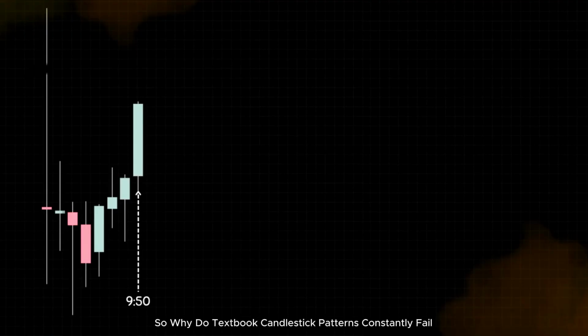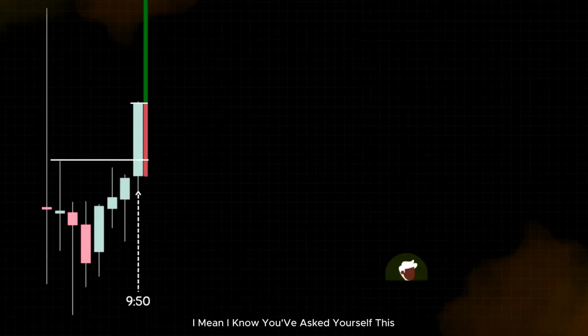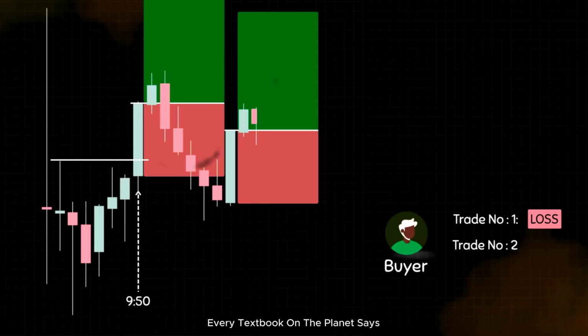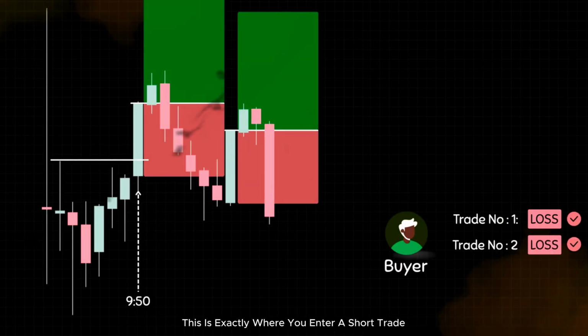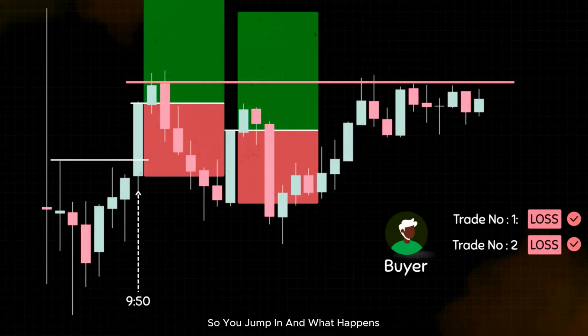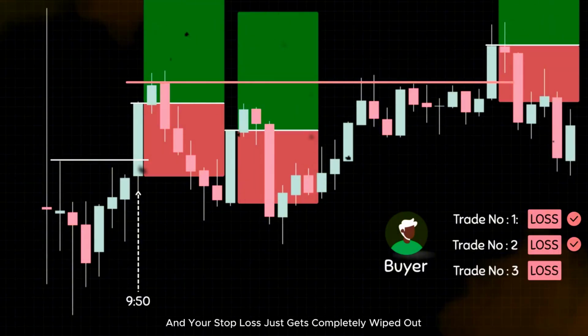So why do textbook candlestick patterns constantly fail? I know you've asked yourself this. You study the charts, right? You see a market trading in a range, it breaks down, and boom, it forms a perfect bearish engulfing pattern. Every textbook on the planet says this is exactly where you enter a short trade. So you jump in. And what happens? The market immediately reverses, the price spikes, and your stop loss just gets completely wiped out.